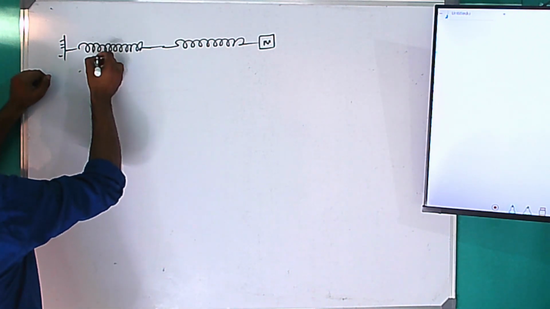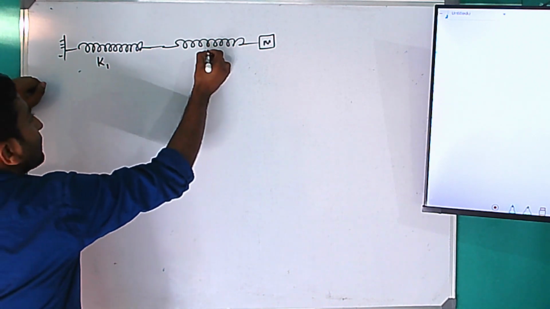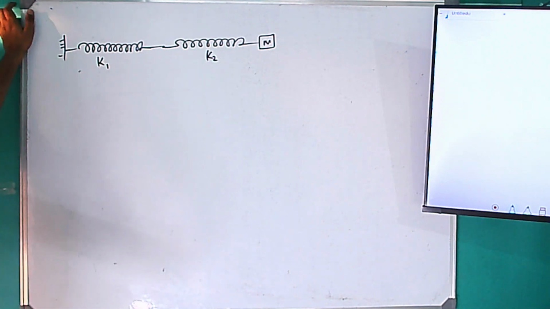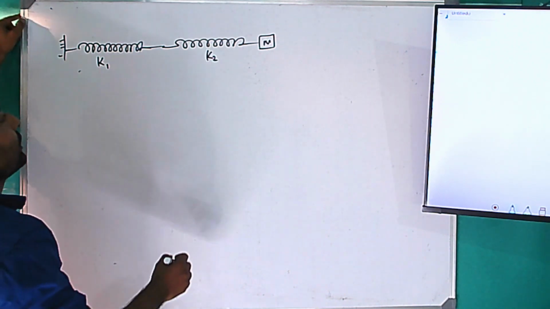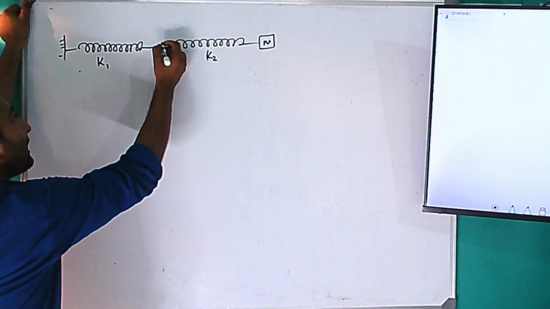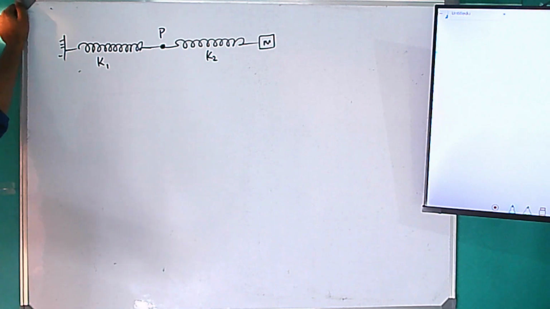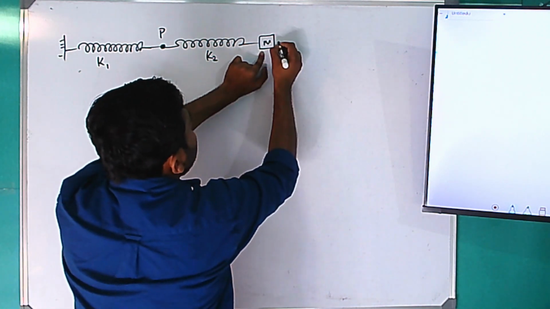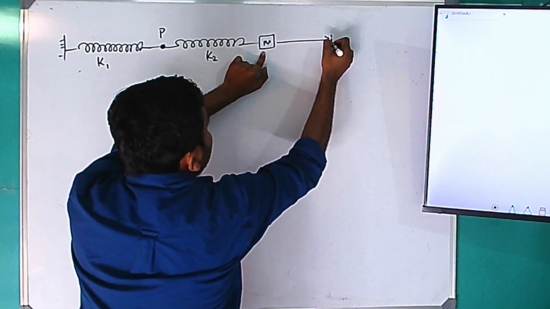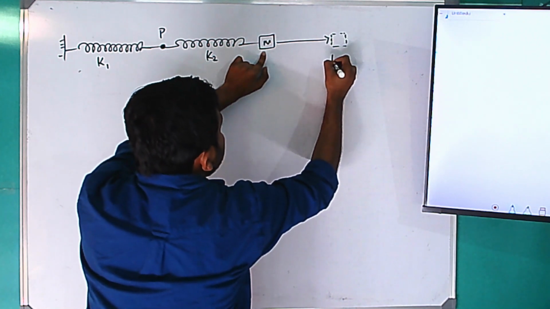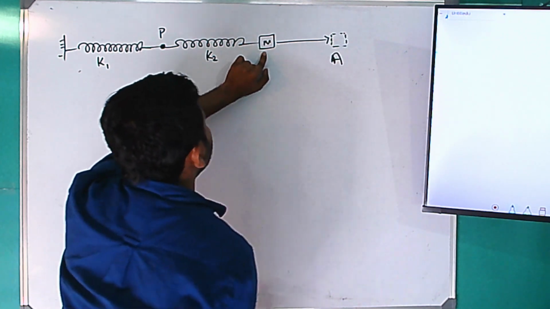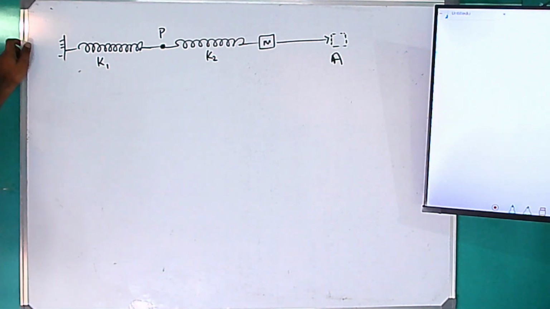The spring constant of the first spring is K1. The spring constant of the second spring is K2. Now they are attached in the series. Let me call this point as P. If the amplitude of this mass is capital A, then find the amplitude of this P.